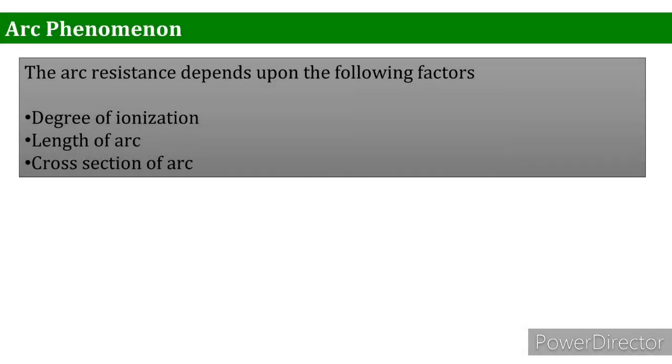Like in our previous slide, we will discuss the arc phenomena. It is very important to discuss why this arcing or arc phenomena happens. If I describe it very briefly, I can say that when a short circuit occurs, as you know there are two electrodes present, a heavy current flows through the contacts of the circuit breaker before they are opened by the protective system.